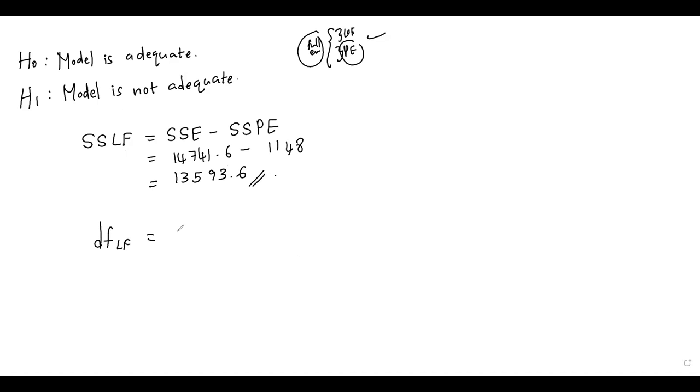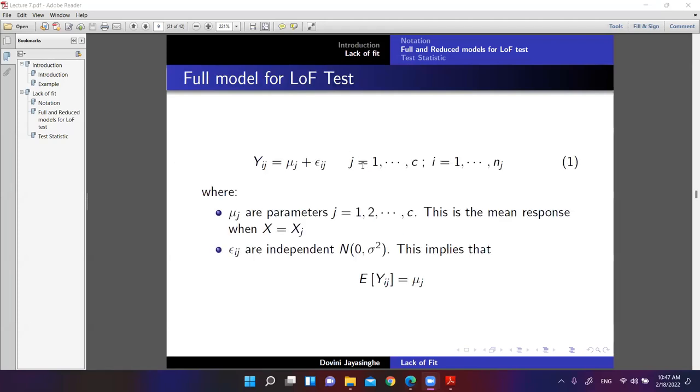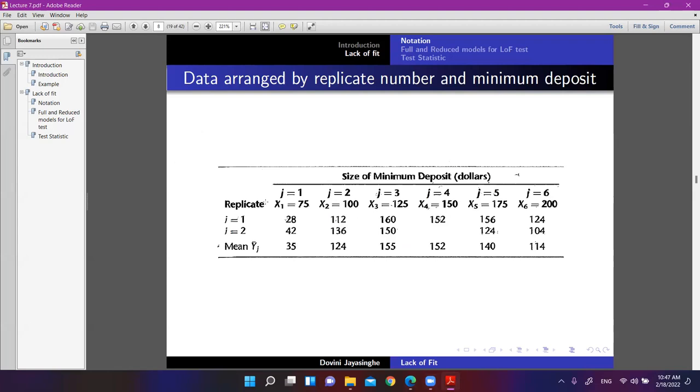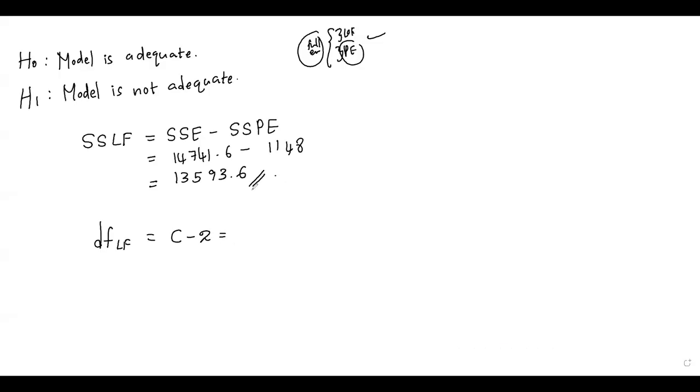So basically that is C minus 2, right? So what is C? The number of repeated X levels, J goes from 1 to C. So how many XJs do we have? 1, 2, 3, 4, 5, 6. We have 6 XJs. That means 6 different X values. We have 11 in the sample, but 6 different X values when we take this one into account. So C is equal to 6. So 6 minus 2 is 4.